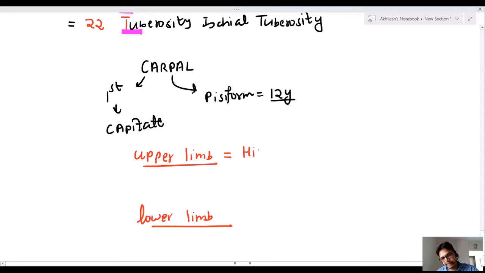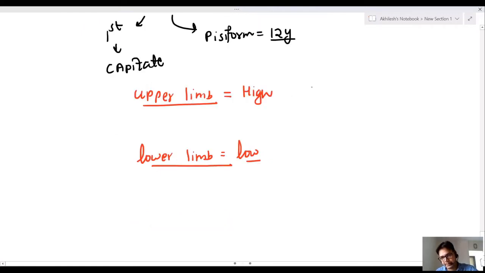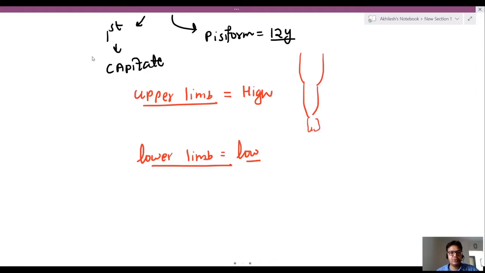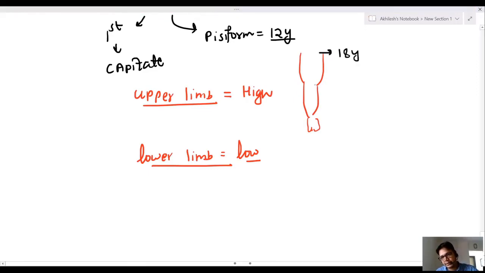Upper limb will start with high, and lower limb you start with low. This is upper limb, this is shoulder, this one starts with high: 18 year, 16 year, 18 year. It means the upper end of humerus is 18, then we have two bones: 16, 18. This is for upper limb: 18, 16, 18. Capitate is not in years; capitate is at 2 months of age, when the child is 2 months old.